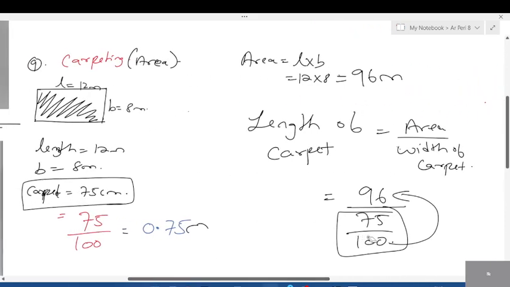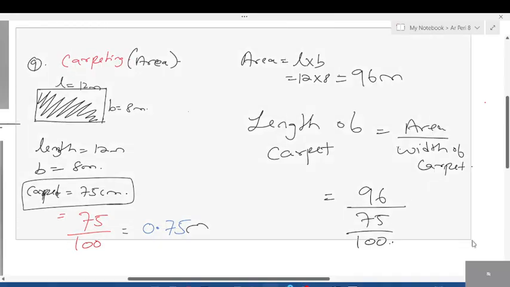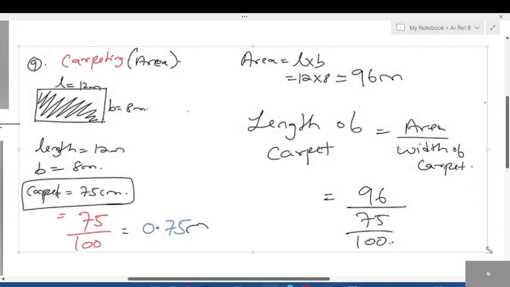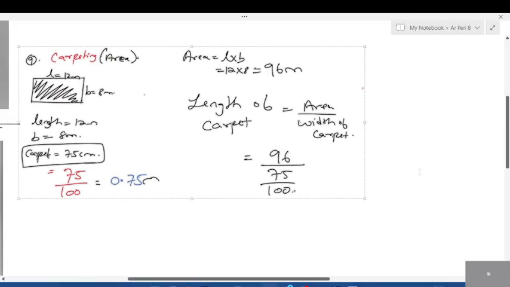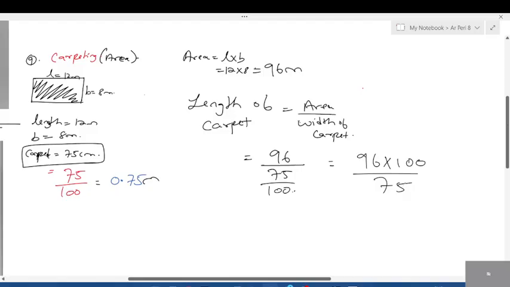Now tell me, how many denominators are there? We have two denominators, right? 75 and 100. What happens to 100? Gets multiplied to which one? 96. Yes, 96. So 96 into 100 divided by 75. Use 5 times table and reduce it. Find the length of carpet. Now you all can write.